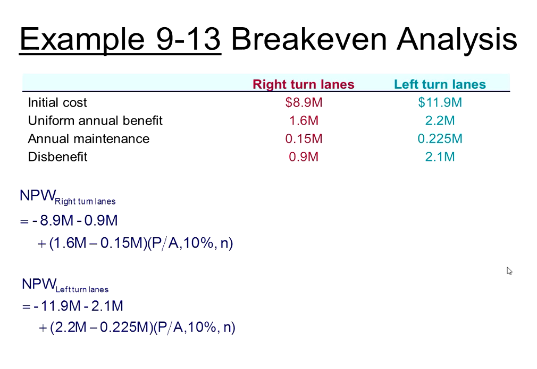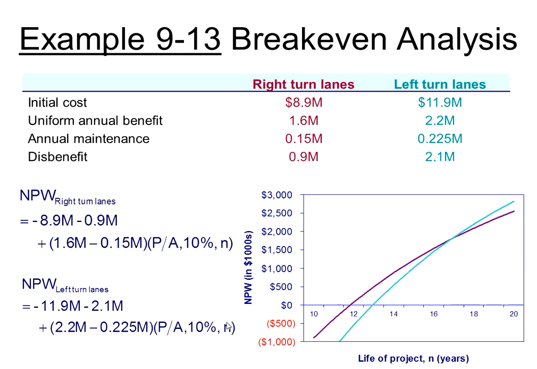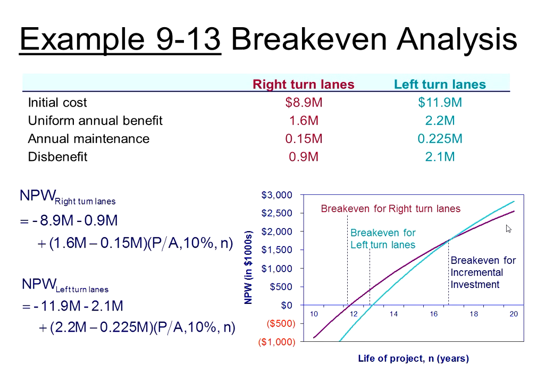So again, using the n here instead of 15, it's very similar to the examples we considered, and then we can plot this graphically. We can discover that the number of years, this is the break even for right turn lanes, this is the break even for left turn lanes, and this is the break even for incremental investment. So it should be somewhere more than 16 years for us to consider adding the left turn lanes to compare it to the right turn lanes.